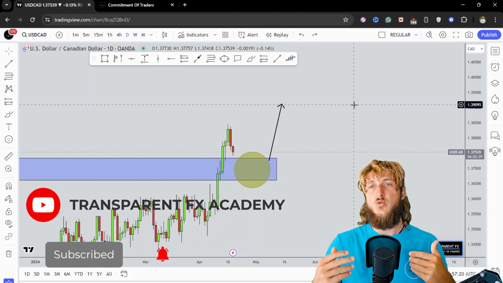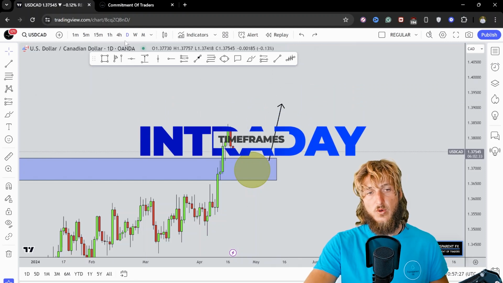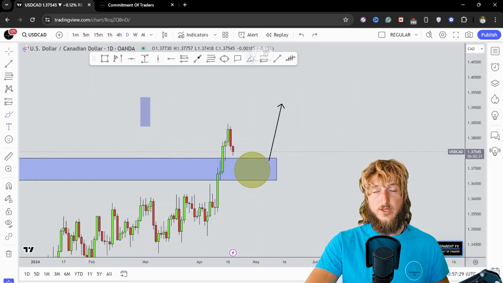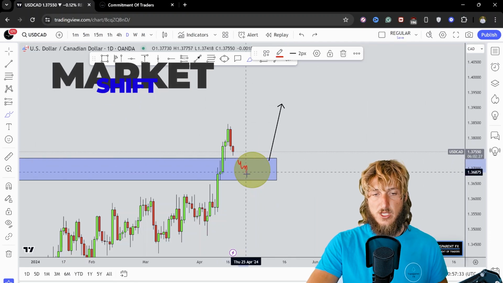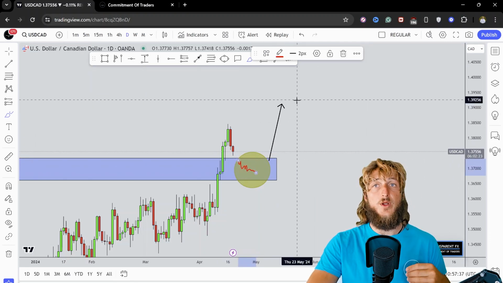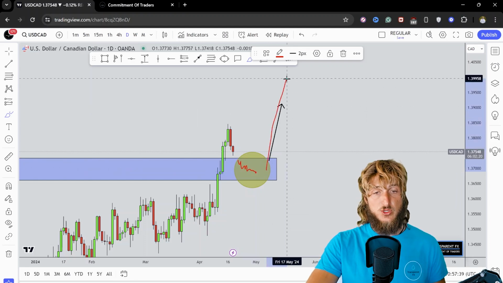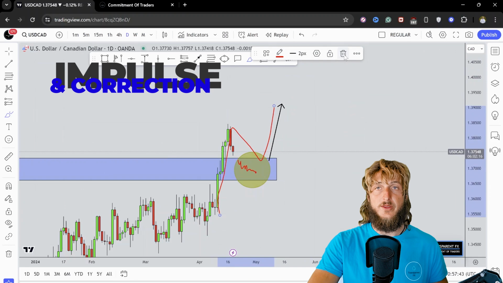However, when it comes to identifying early shifts in the trend of a market, the best timeframes for that are the intraday timeframes, so 4 hour and lower. Therefore, what I would expect is that if this market would shift inside of this area from an intraday bearish to a bullish market, at that point, I definitely wouldn't be surprised if we get a rejection to the upside, completing this daily impulse correction and impulse pattern to the upside.